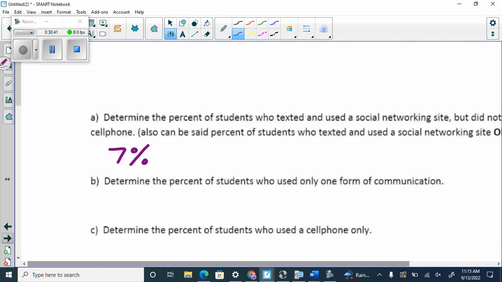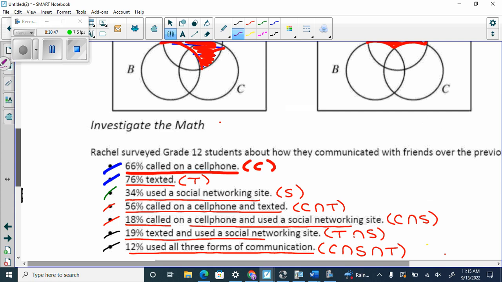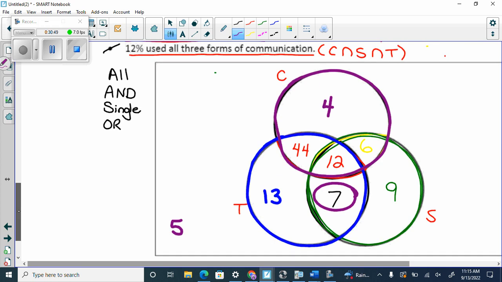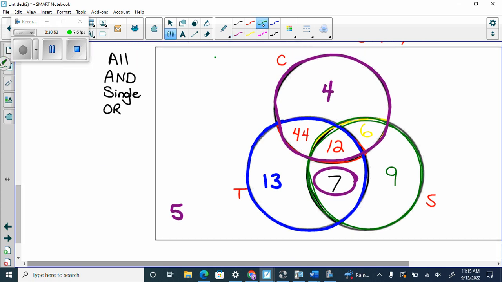And this one says, determine the percent of students who used only one form of communication. Only one form of communication. So now we're going to go here, which is 4, and then 9, which is 13, and then another 13 is 26. So there's 26 who used only one, right? We have to add them up.